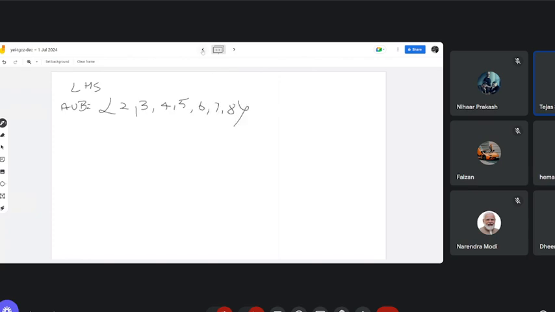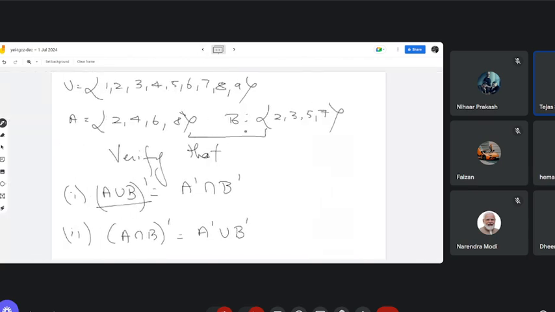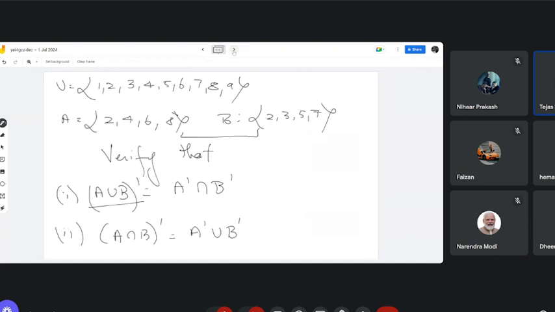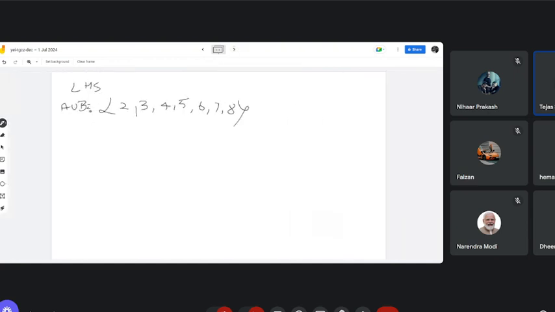I hope you guys understood. I just combined both of them and wrote it in order. The reason I did not repeat the 2 is because you should not. That's it. So this is my answer for A union B. But this is not what they're asking me. They're asking me A union B whole complement. Complement came into the picture, which means my comparison should go to the universal set.